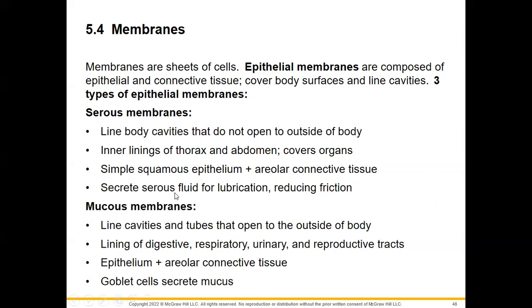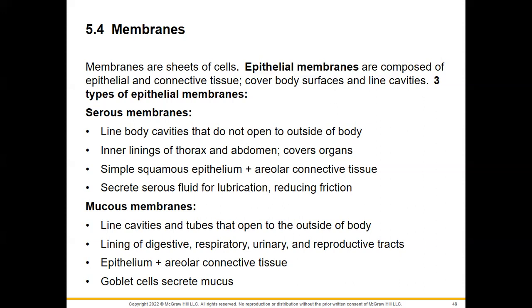Your serous fluids are going to be more of your liquidy types of fluid. It's going to be closer to the consistency of water. So these membranes are going to produce and then secrete this watery fluid onto the surface of the serous membrane to help lubricate it and reduce friction.